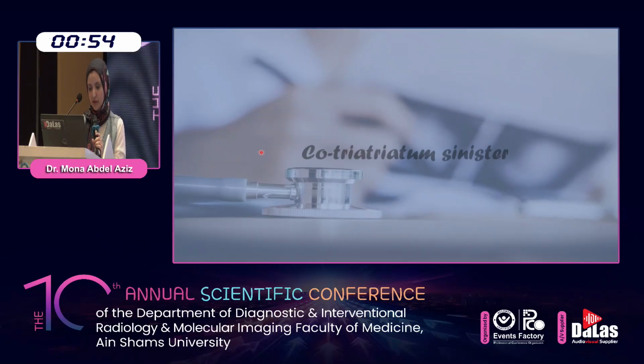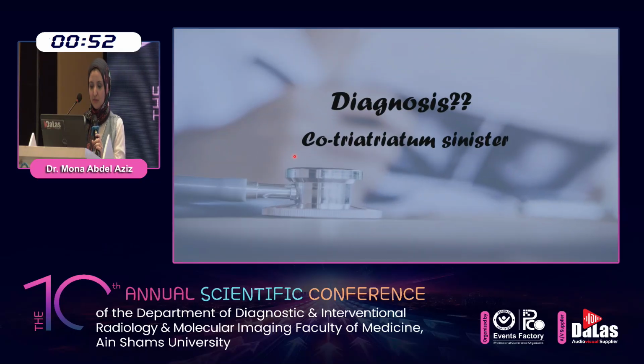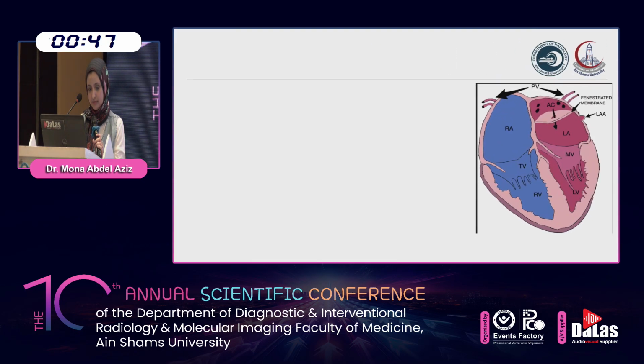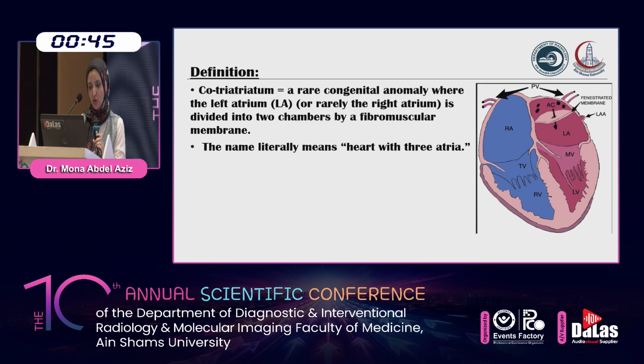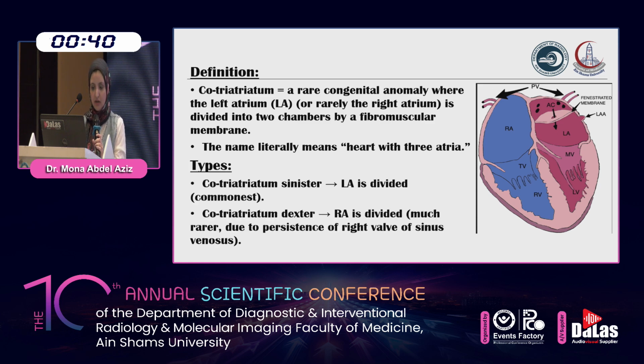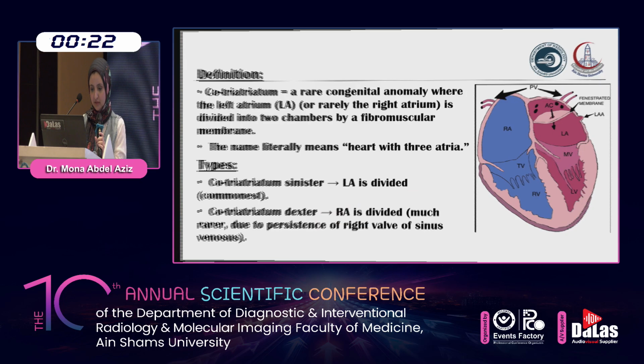So what is our diagnosis? It's a cor triatriatum sinister type. We'll discuss it in the next slide. So what is cor triatriatum? It's a rare congenital anomaly in which the left atrium, or rarely the right atrium, is divided into two chambers by a fibromuscular membrane, and we call it a heart with three atria. The commonest type is cor triatriatum sinister, in which the left atrium is divided, while in cor triatriatum dexter the right atrium is divided.